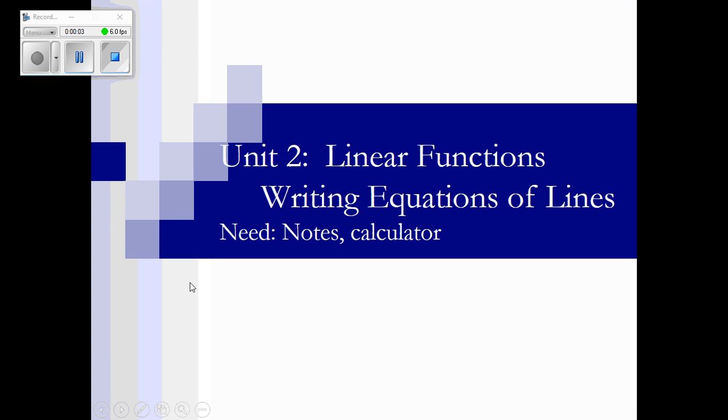Hello, Algebra 2 folks, and welcome to the continuation of Unit 2 Linear Functions. Today we're going to learn how to write equations of lines. You need your notes and a calculator, and we will get started.